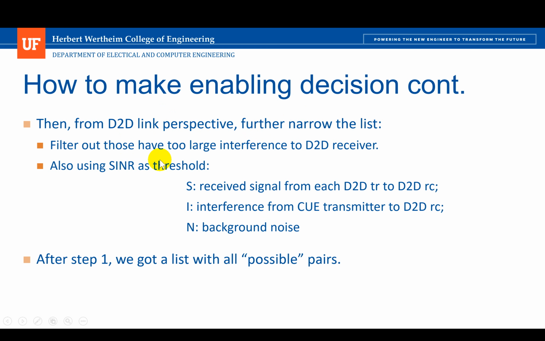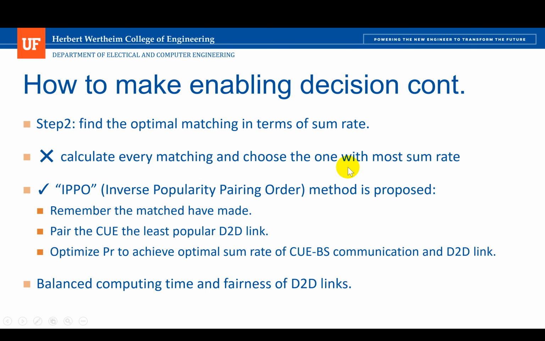They filter out those that have too large interference to the D2D receiver, and they also use the SNR threshold. Here the signal is the received signal from the D2D transmitter to the D2D receiver, and the interference becomes the cellular transmitter to the D2D receiver, plus the background noise. After this step, we've got all possible pairings between cellular users and D2D links.